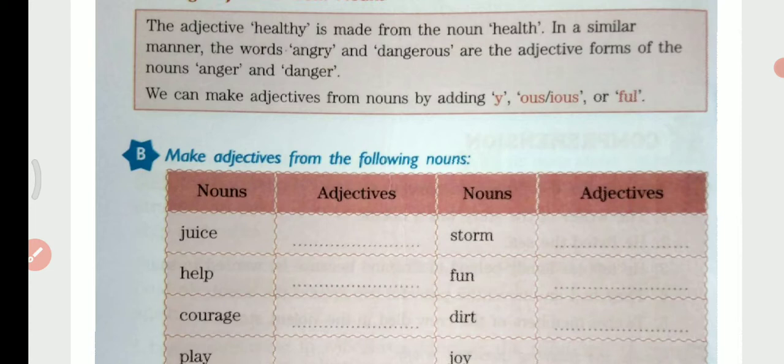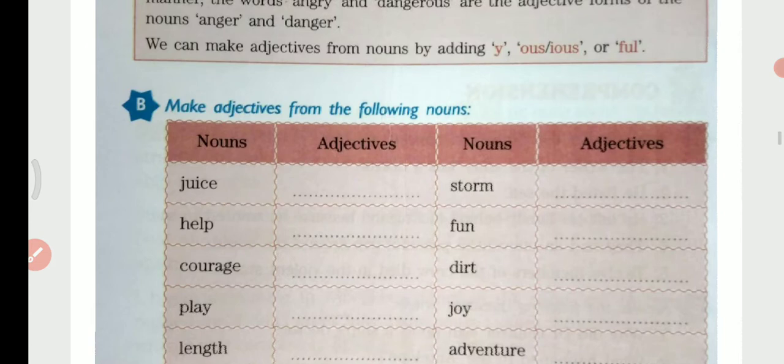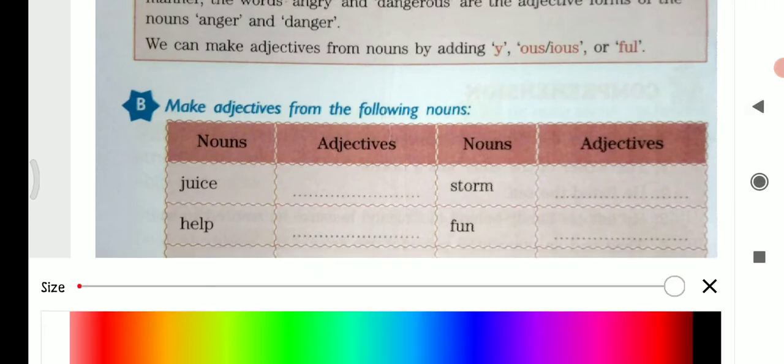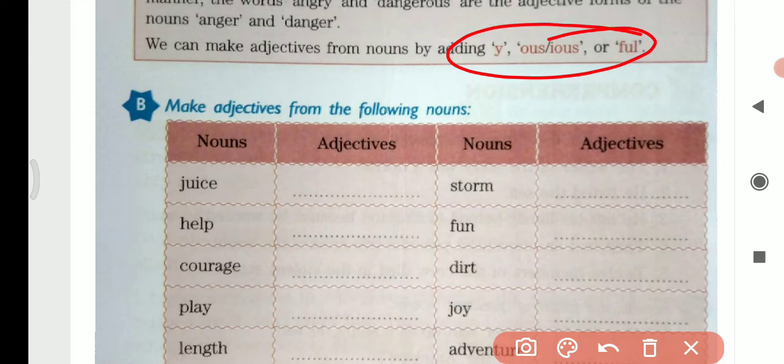Now what you have to do, make adjectives from the following nouns. यहाँ पे बहुत सारे nouns दिए हुए हैं and from those nouns you have to form adjectives. Now how you will form adjectives? By adding some alphabets. For example, you can add y, you can add ous or ious, or you can add ful. So by adding these letters you can form adjectives from nouns.